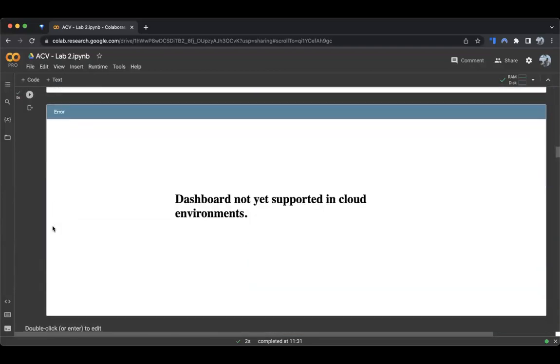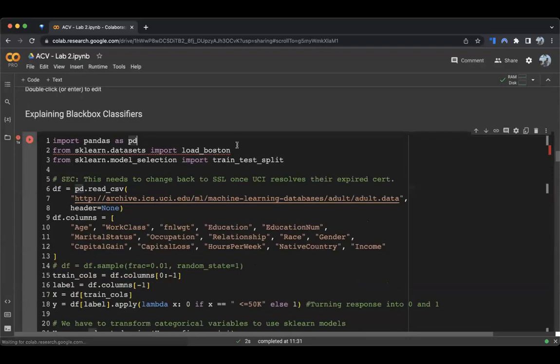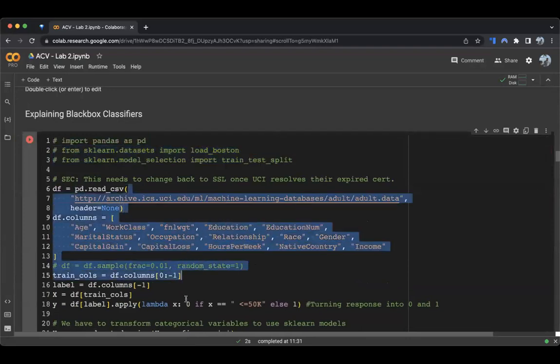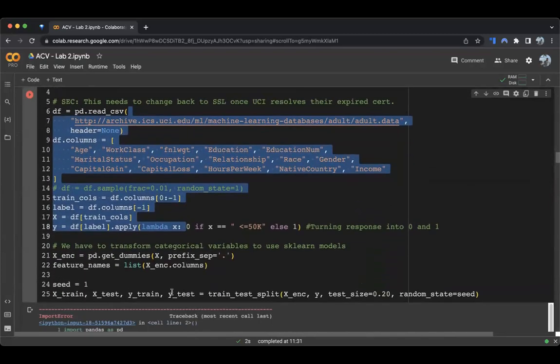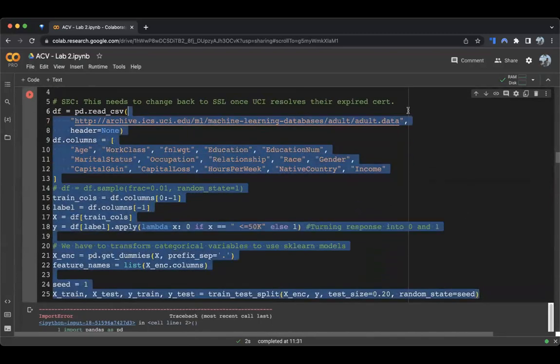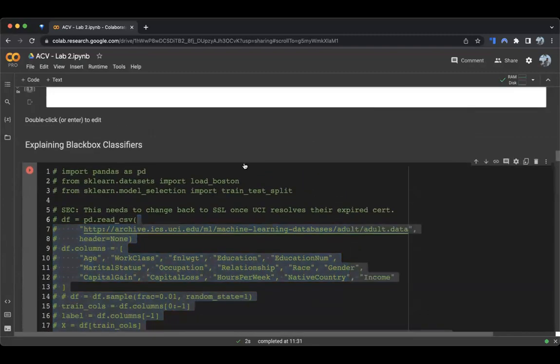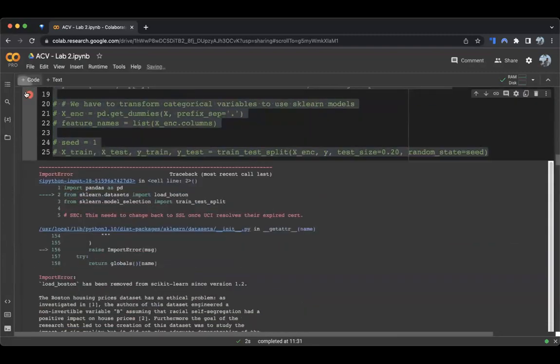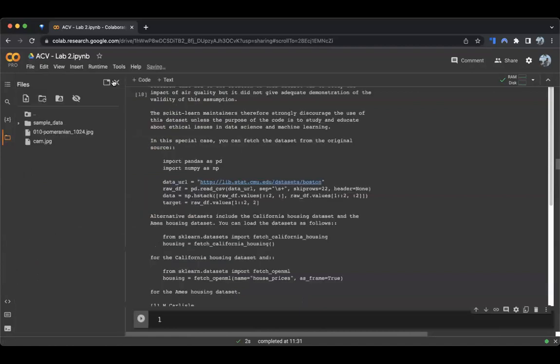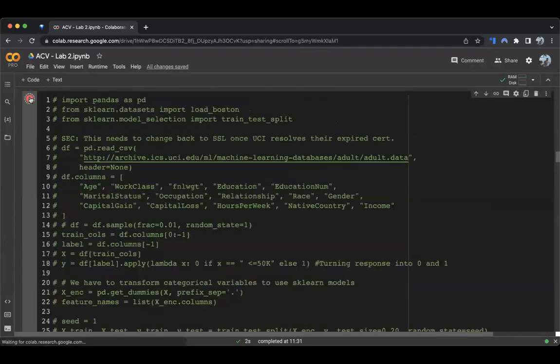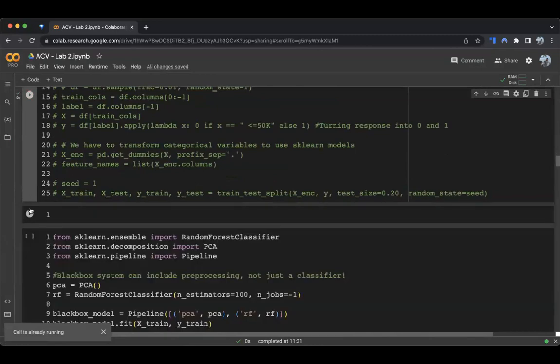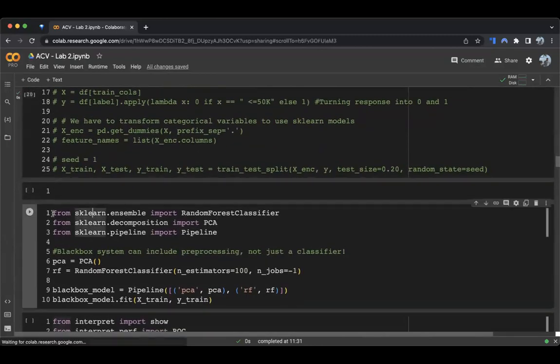Let's go down. We're not going to do this, and we're not going to do these. So we're going to keep the same X train, Y train as the previous example. Let's run again. This one is not going to do anything, so the error disappears. And now let's run.